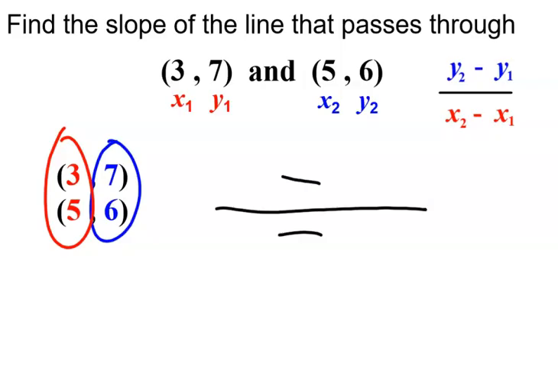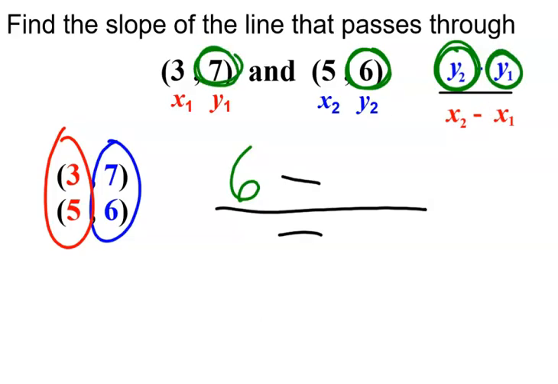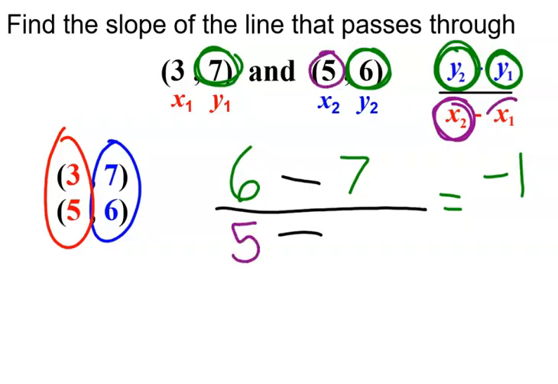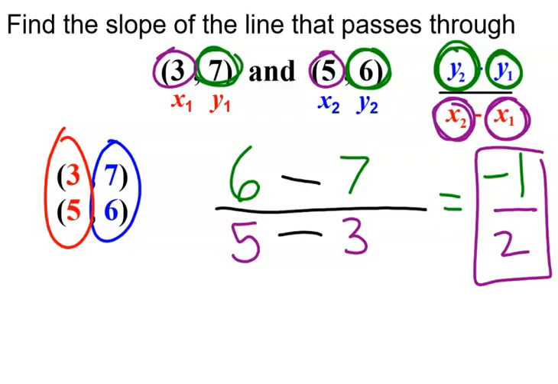So the first thing I'm going to do is look for my y from my second point, which is 6. So that's the first number in the numerator. Then I'm going to look for the y in the first point, and for us that's 7. So 6 subtract 7 is my numerator. And now I'm going to look at the points in the denominator. I need the x from the second point, which is 5, and the x coordinate from the first point, which is 3. Once I compute, I get my ratio.